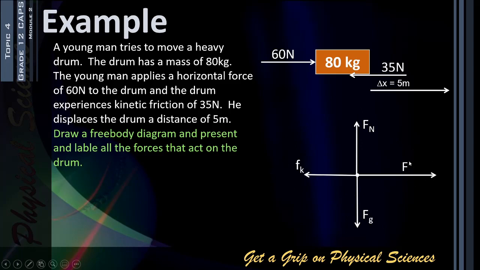We know that the applied force is 60 Newton to the right, and we know that kinetic friction is 35 Newton to the left. So the arrow to the right must be at least a little bit longer compared to the arrow to the left. Normal force and gravity have the same magnitudes, and therefore we use the same lengths of arrows to represent these two forces.